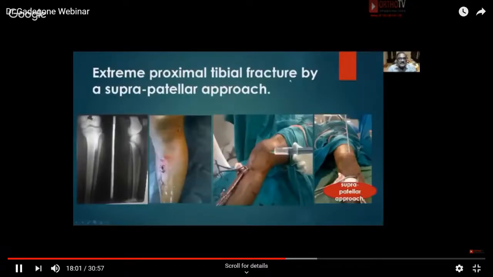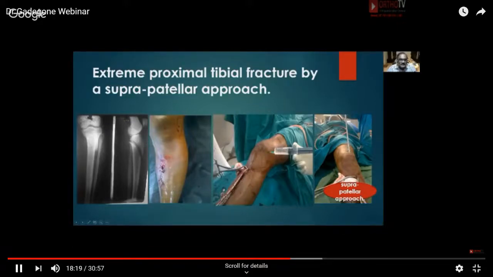So this is the extreme proximal tibial fracture. This is the example, a suprapatellar approach. You can see a very small fragment is there. It is an absolute indication. You can see here the plating. It can be managed. You can use a compression screw and then a neutralizing plate.